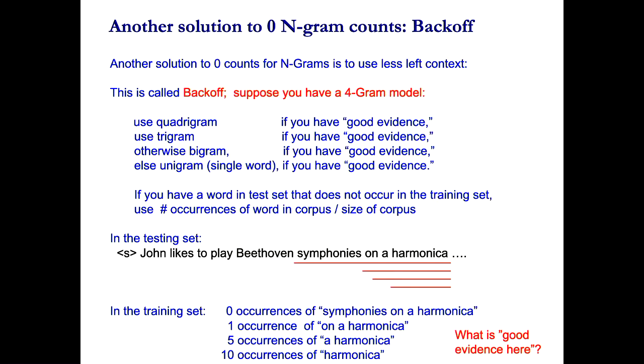And then you can back off even further. Use the bigram. Are five occurrences of a harmonica good enough? We're getting more of them. In general, you're going to get more and more. Now you have 10. Well, what's the evidence that we would use here?